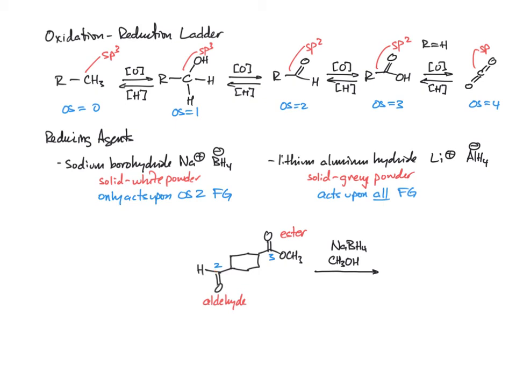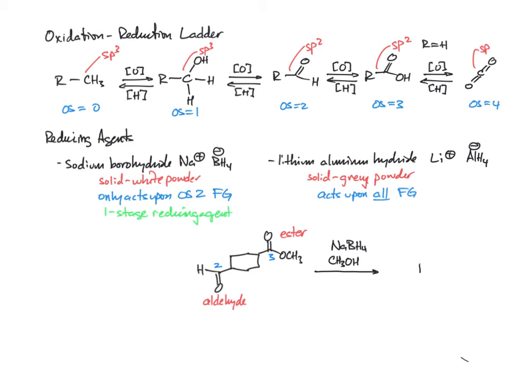So let me write that up here. I'll write one-stage reducing agent. And so what do I mean by that, one-stage reducing agent? This is at oxidation state 2. It's only going from 2 to 1. So we're going to add a hydride. That's going to reduce this aldehyde now to a primary alcohol.